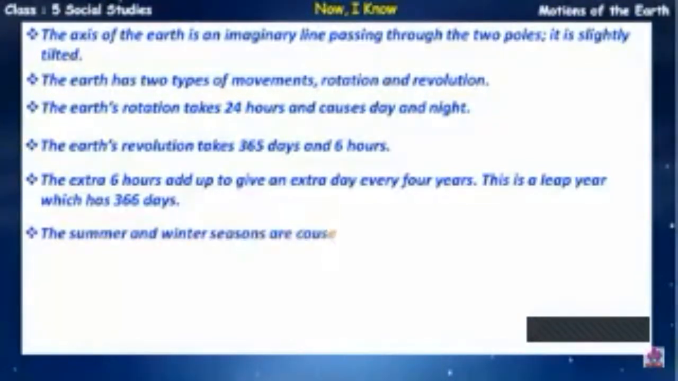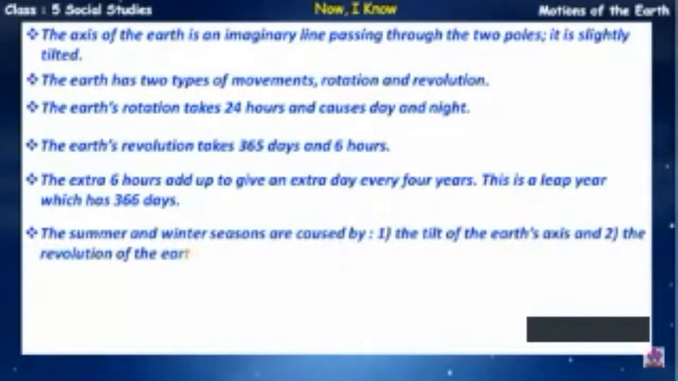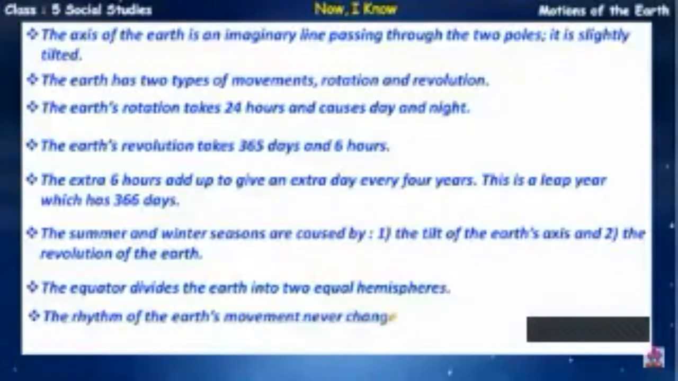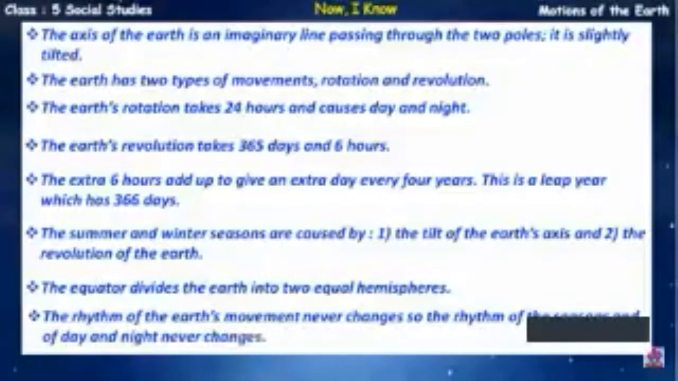The summer and winter seasons are caused by 1. The tilt of the Earth's axis, and 2. The revolution of the Earth. The equator divides the Earth into 2 equal hemispheres. The rhythm of the Earth's movement never changes, so the rhythm of the seasons and of day and night never changes.